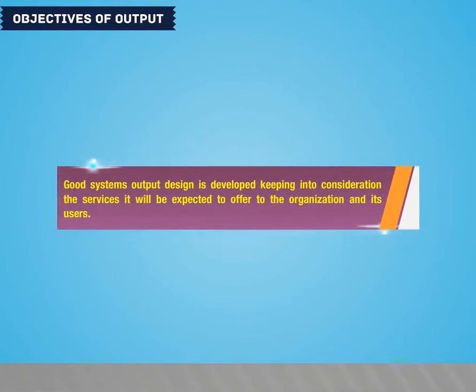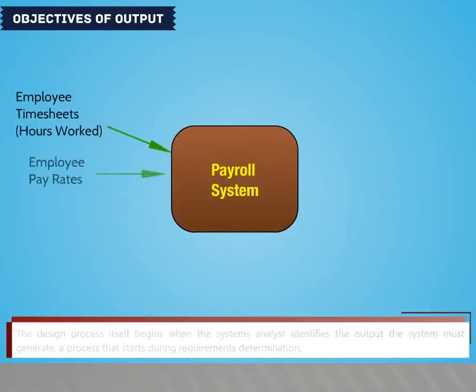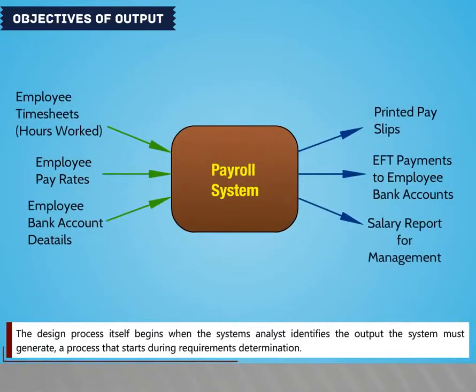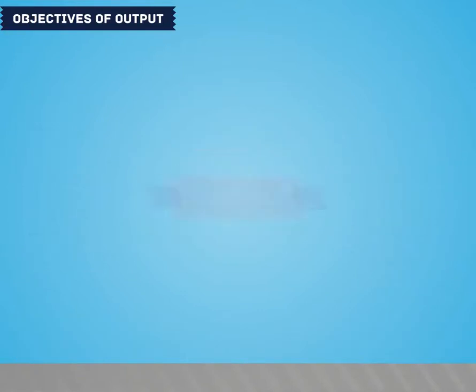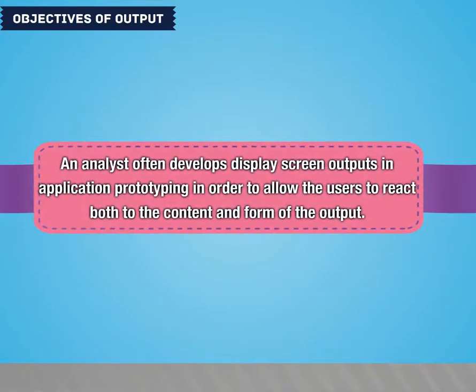Good systems output design is developed keeping into consideration the services it will be expected to offer to the organization and its users. The design process itself begins when the system analyst identifies the output the system must generate, a process that starts during requirements determination. An analyst often develops display screen outputs in application prototyping in order to allow the users to react both to the content and form of the output.